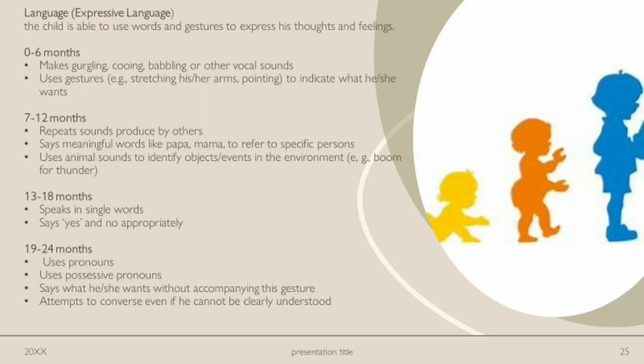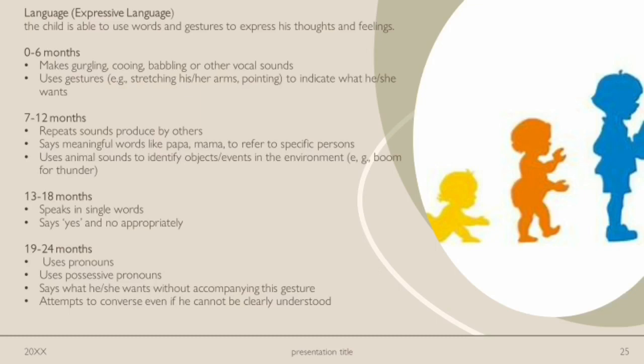The child is able to use words and gestures to express his thoughts and feelings. 0 to 6 months: makes gurgling, cooing, babbling, and other vocal sounds. Makes gestures, for example stretching his or her arms or pointing, to indicate what he or she wants. Repeats sounds produced by others. Says meaningful words like papa and mama to refer to specific persons.